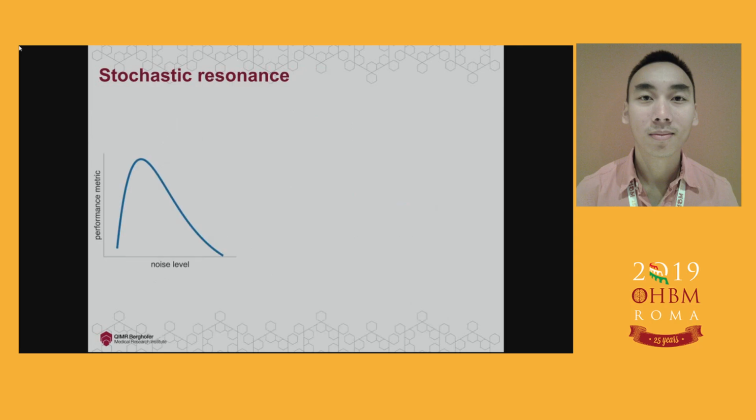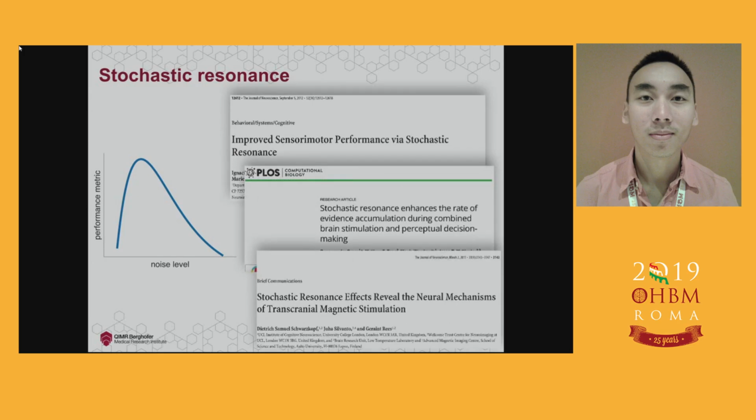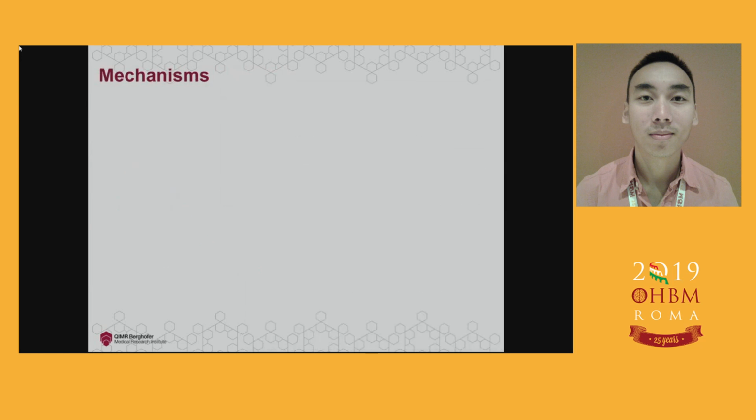This effect is not new. The physics world already knows about this, and they call it the stochastic resonance effect, wherein you increase a little bit of noise and you improve the performance metric. The neuroscience world is starting to pick up and show that this mechanism is observed with improved sensory motor performance, perceptual decision making, and even magnetic stimulation. So we then ask, what's the mechanism behind this stochastic synchronization?